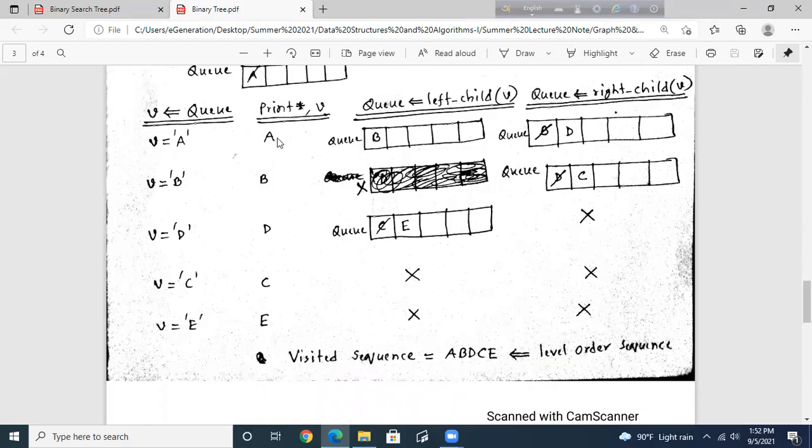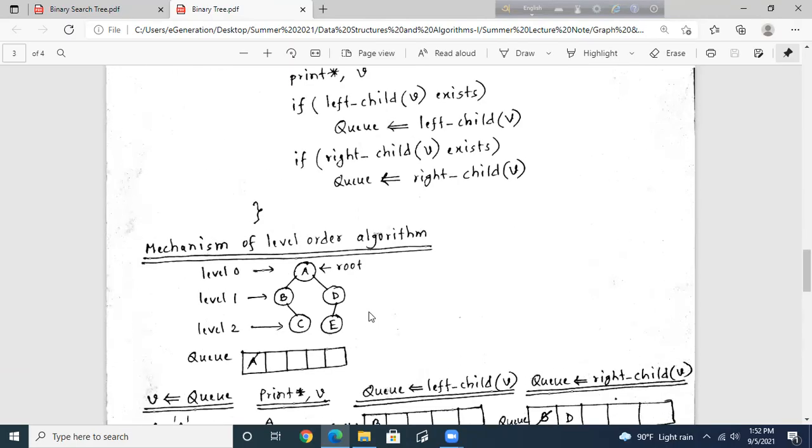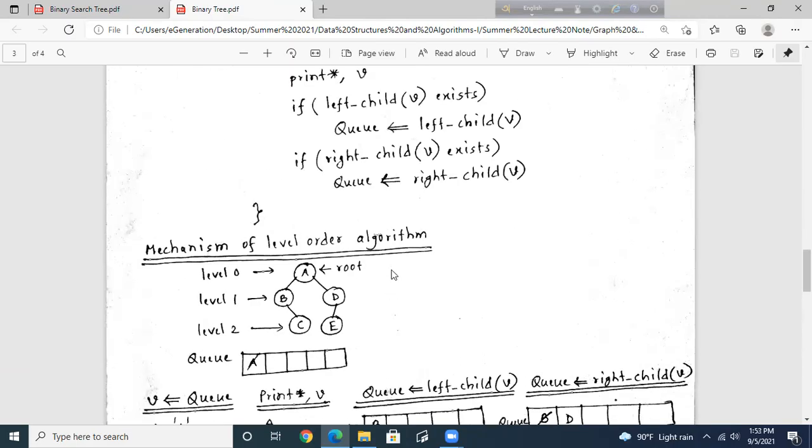At first I have printed A, then B, then D, then C, then E. So I have written the order A, B, D, C, E. That I have written here. This is the level order sequence, dear student, if you know how to apply the level order algorithm.